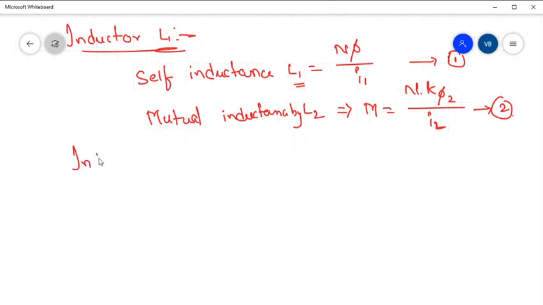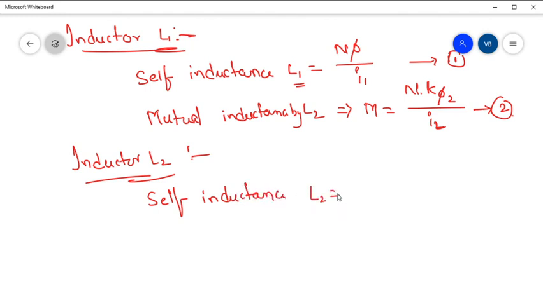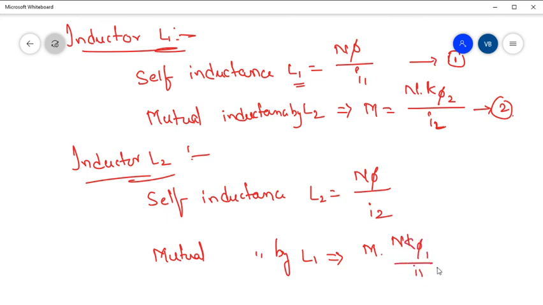In inductor L2, same thing will be repeated: the self-inductance by inductor L2 is N phi by I2 here, and the mutual inductance by inductor L1 we can take as M equals N K phi1 by I1. Okay, so shall we multiply these two? Yes. If we multiply these two equations, what will we get?